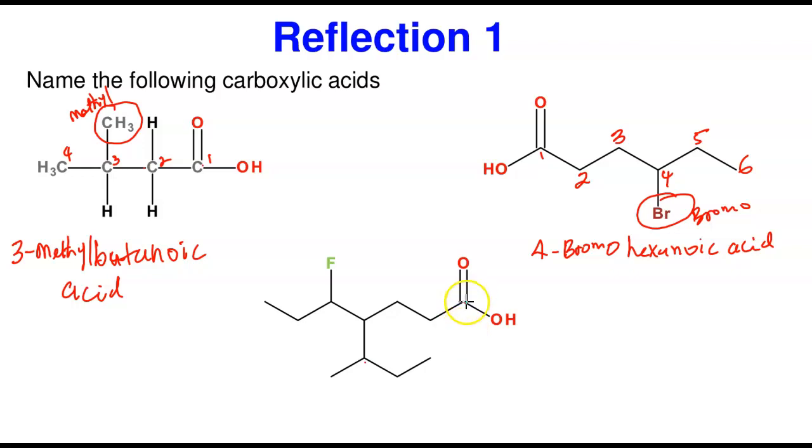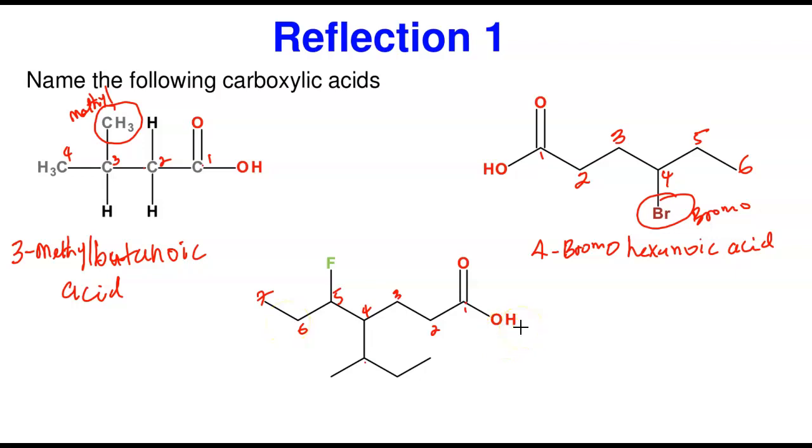So what are we going to do? We're going to count it from here. 1, 2, 3, 4, 5, 6, 7. So you see, this is 1, 2, 3, 4, 5, 6, 7. It's a long chain, but this is also a long chain. But this one doesn't have other attachments like the fluoro. So you have to go with this one. So this is heptanoic acid. That will be the longest chain.